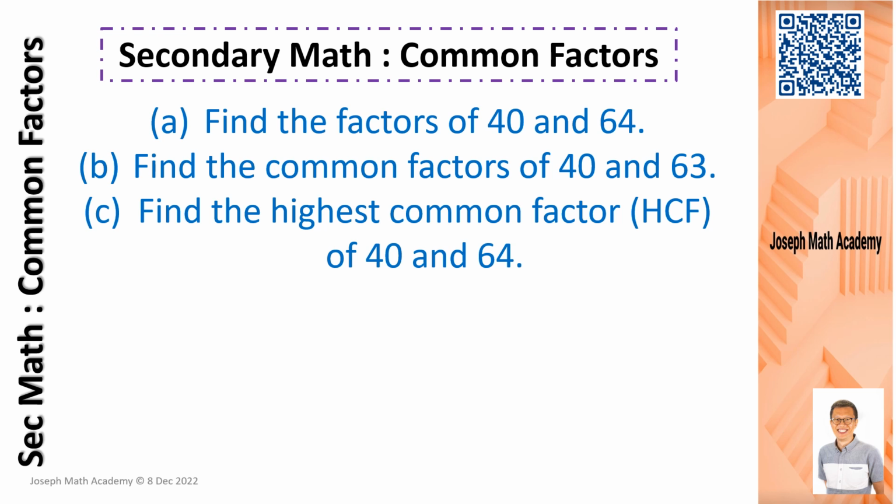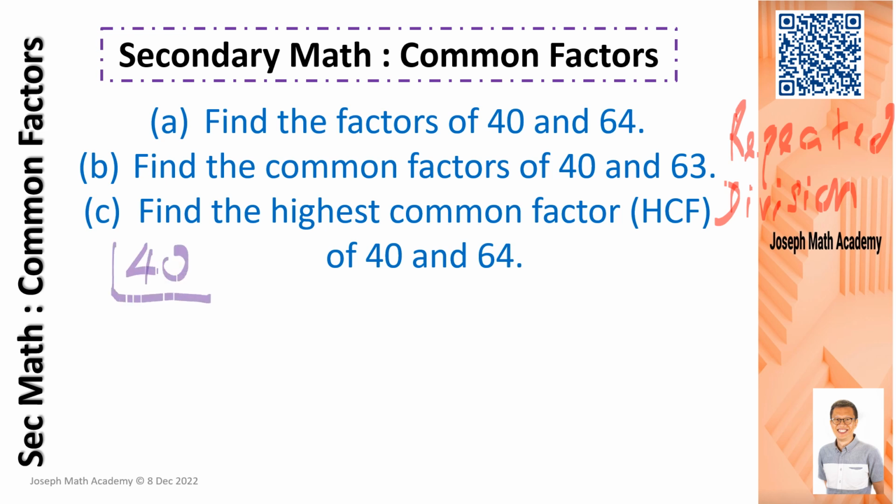So how do we go about using repeated division? I'm going to write it down here. Repeated division. Use the repeated division method of solving common factors. So what are the factors of 40? We write in this manner: 40, with the upside down division. This time we have to use prime numbers to do this question. Let's use one column to do the listing.